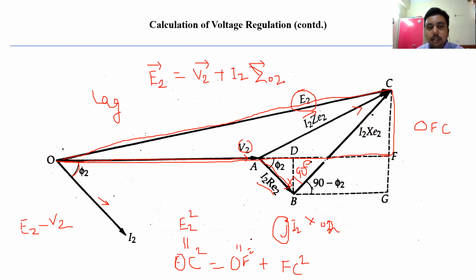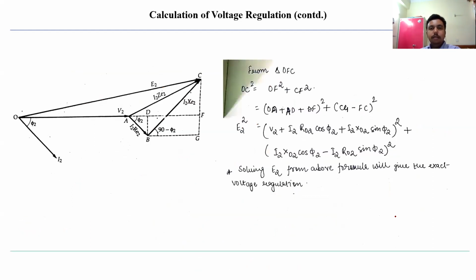So you will be getting the line segments in terms of E2 and V2, and this is what you will be seeing in the next slide. What we have done is expand OF as OA plus AD plus DF, and CF we can write as the difference CG minus FG. So it won't be FC, it will be FG.